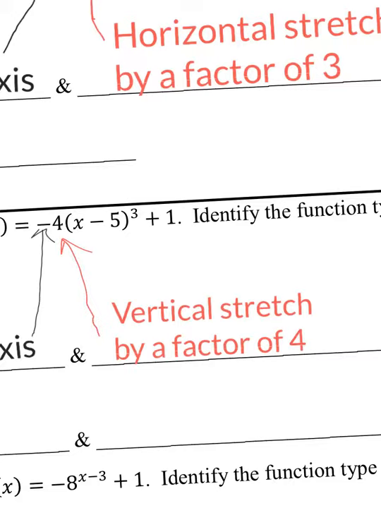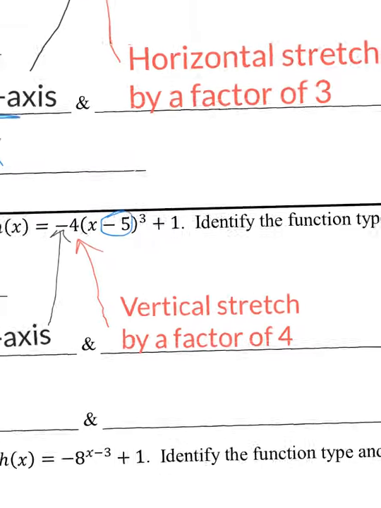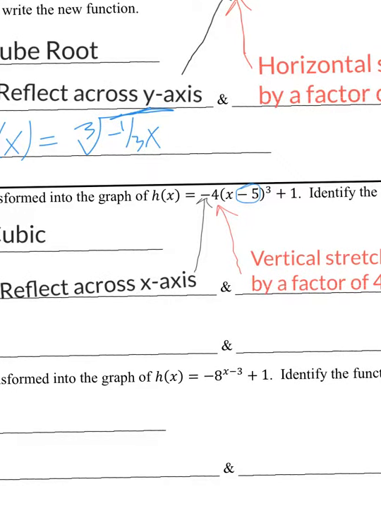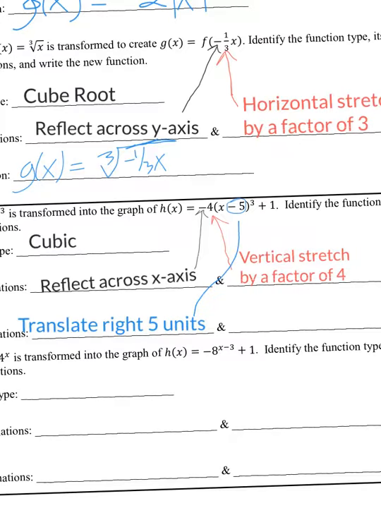So now I have this minus 5 on the inside. And remember, inside actions go backwards of what you might think. So we're going to say that the minus 5 is not going to make it go down 5, and it's not going to make it go left 5. It's going to make it go right 5 units. So I wrote translate right 5 units.